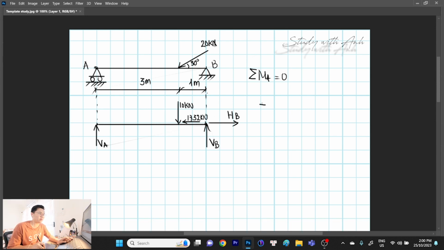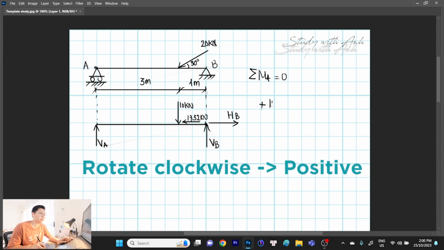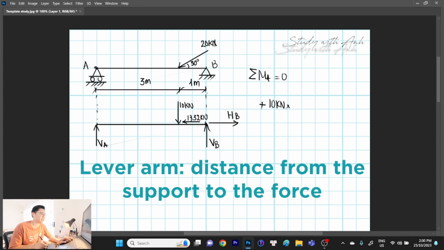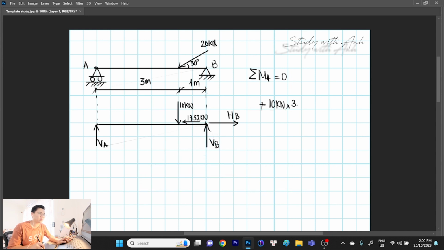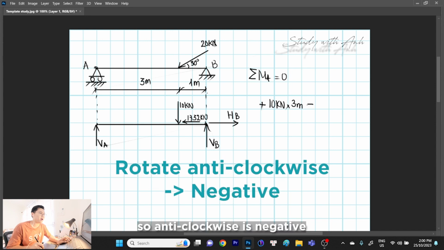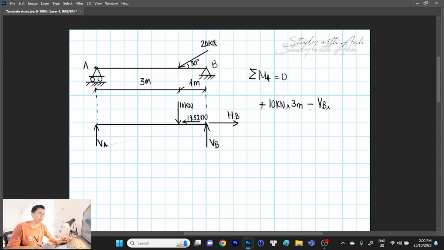So we're going to write positive 10 kilonewton multiplied by the lever arm. The lever arm in here is 3 meter. And then we have the vertical reaction at B, which makes the beam rotate anti-clockwise, right? So anti-clockwise is negative. So VB multiplied by the lever arm, which is 4 meter.